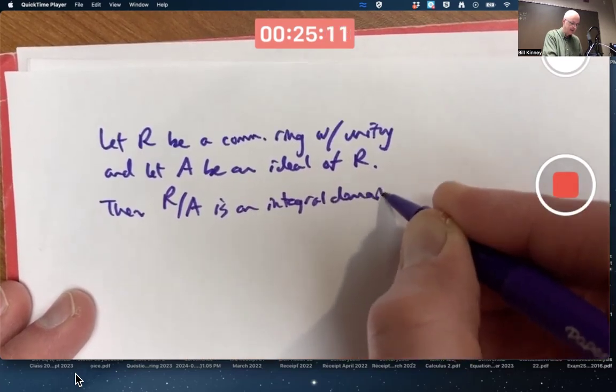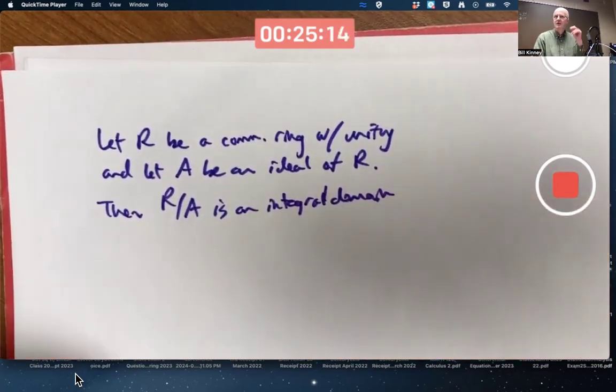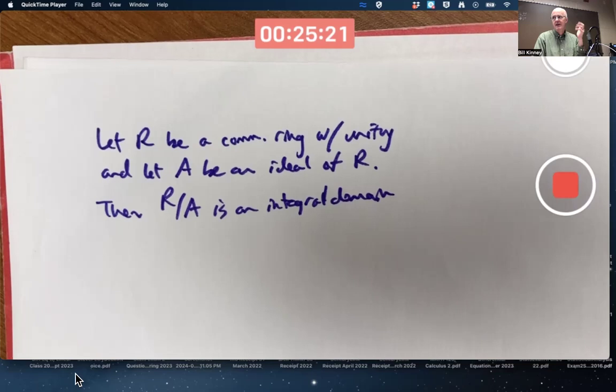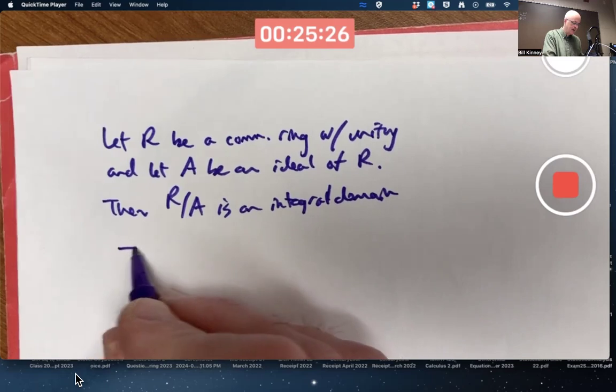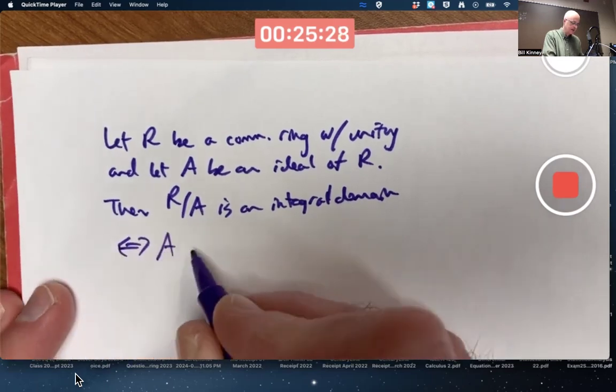And when you see that phrase integral domain, always try to quickly remind yourself what it means. It means it has no zero divisors. It's going to be a commutative ring with unity with no zero divisors, if and only if A is a prime ideal in R.